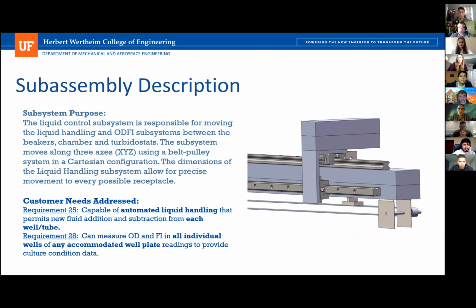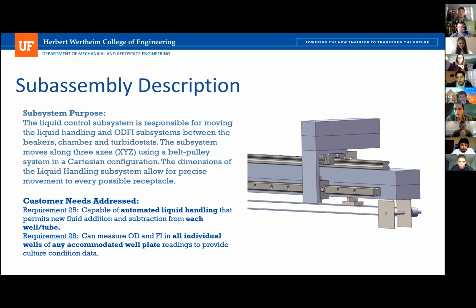So this is the one that's responsible for the XYZ movement across to the bioreactor. Subsystem moves along the 3 axes using a belt and pulley system in a Cartesian configuration. The dimensions of the system allow for reaching into every possible receptacle. So that's the beakers, it's the well trays, and it is the turbidostats on the front.